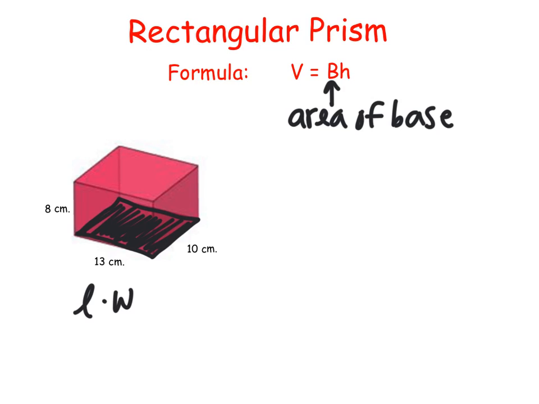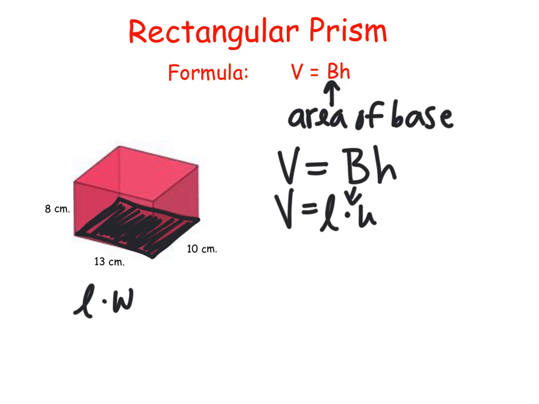So if we come over here to where we're going to use our formula, we have the volume equals the big B times h. So in this case, the area of the base is length times width. And then we have the height of the prism that we also need to multiply by. So right now what I'd like you to do is pause the video and go ahead and finish finding the volume for this rectangular prism. Then play the video to check your answer.